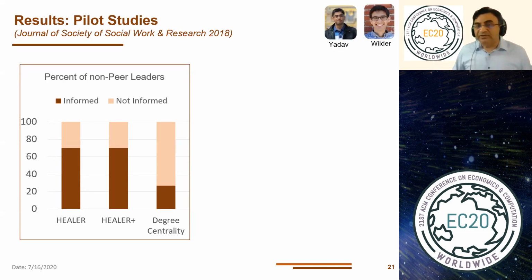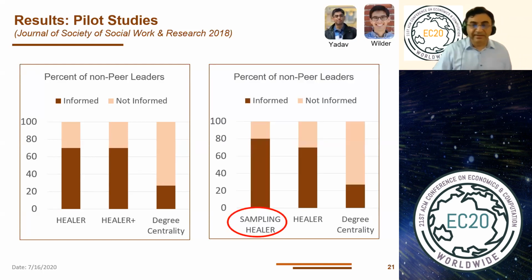Now the question is, what if we sample this network? So what will happen to Sampling Healer? And here we find, again, that 80% of the non-peer leaders got informed about HIV. The numbers are slightly higher even than knowing the full network, but that's just because of the small variation in network conditions. And again, the main point is that this is much better than degree centrality. So Sampling Healer is the algorithm of choice that we now want to take to a full large-scale study.